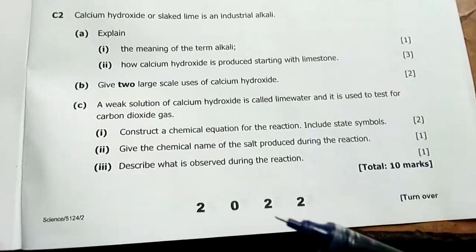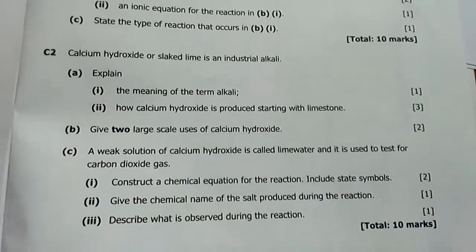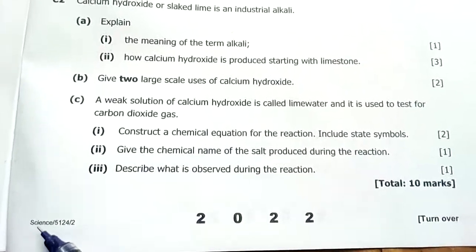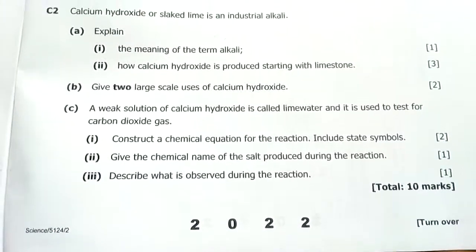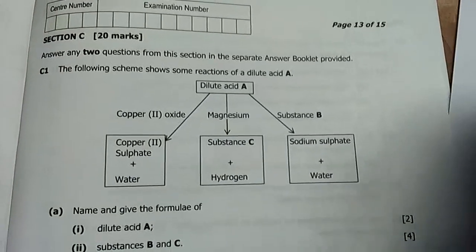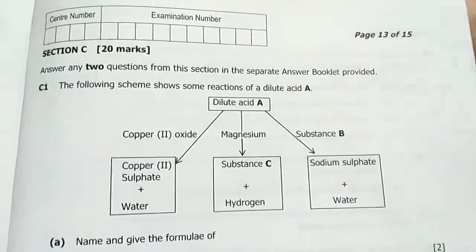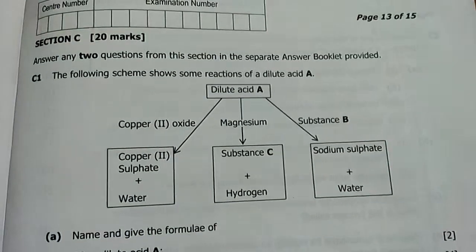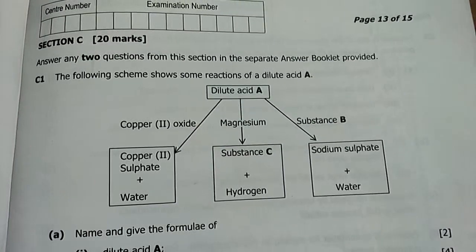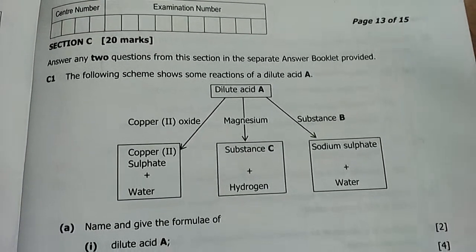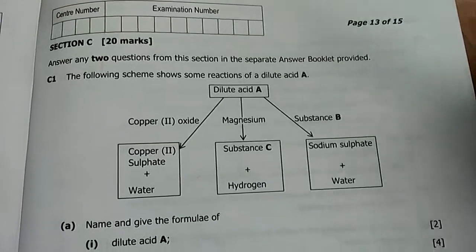Hello, I'm back for section C of this paper, Science Paper 2, 5124 Science Paper 2, 2022, which means it's the GCE paper. This is our section C video. Answer any two questions from this section in the separate answer booklet provided. So this is very fair: out of 3 questions, just answer 2.